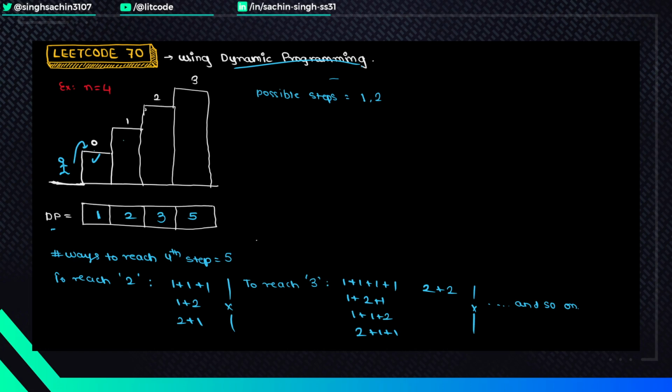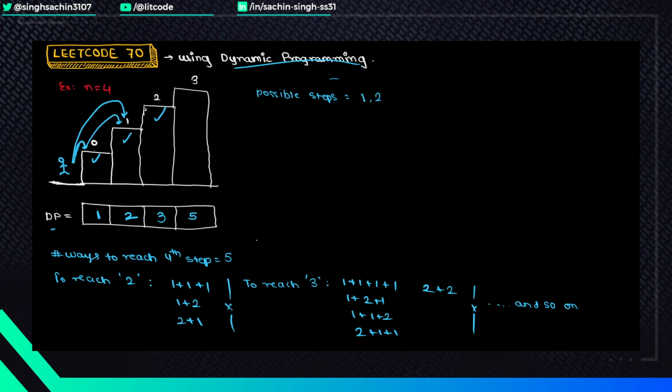For 1, how many ways are there? For example, you can start from the ground, jump to 0, and from 0 to 1. Or you can directly jump from the ground to 1, right? This is also an approach. So we have two ways to reach stair 1. For 2, there are 3 ways.